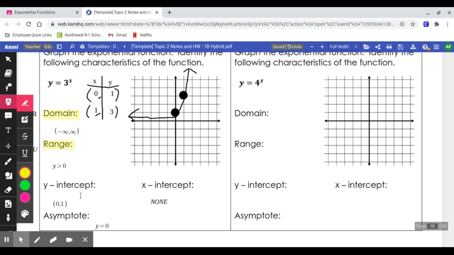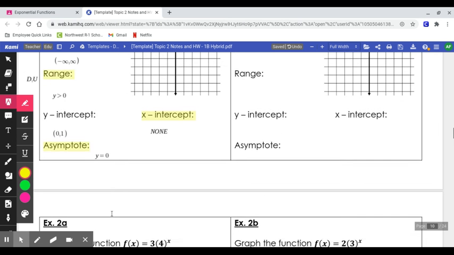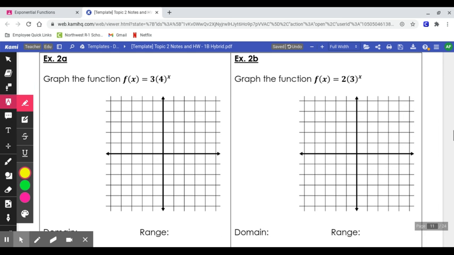Your y-intercept could change. Not saying that it won't be 0, 1, but it won't always be 0, 1. Your x-intercept will always be the same, and your asymptote will always be the same. So I know it seems like a lot, but 4 out of the 5 of these will always be the same. Okay, so let's try example number 2, and this is where we have 2 numbers.